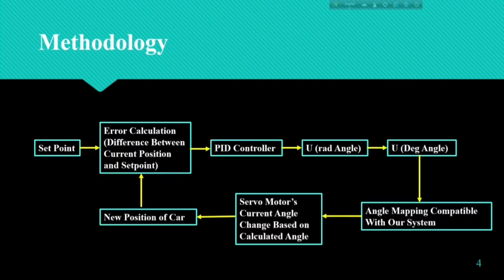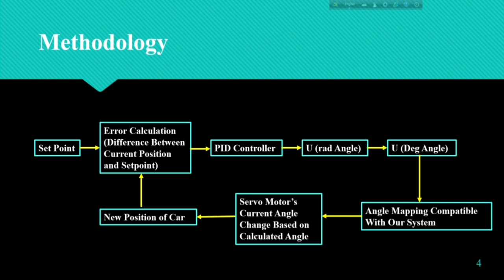The flowchart illustrates the methodology for the car on beam balancing system. It describes how the system calculates the necessary adjustments to keep the car at the set point. The set point is the desired position of the car on the beam as defined by the user or system. This acts as the target input for the control system. Error calculation is the difference between the current position from sonar 2 and the set point from sonar 1. This value indicates how far the car is from the target position.